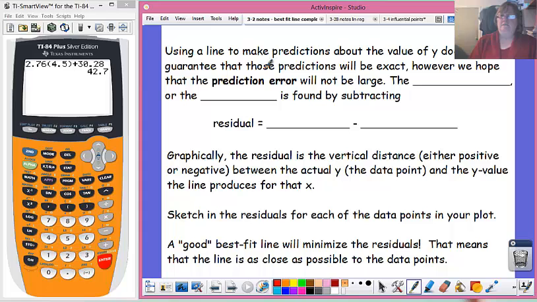We don't always know whether or not predictions we make based on a line will be exact, but we hope that they won't be too far off. The prediction error, again, is exactly what you think it is. We don't want that to be big. The idea is we want to make good and accurate predictions. The prediction error, there's another term for that, the residual, is found by subtracting an actual y minus a predicted y.